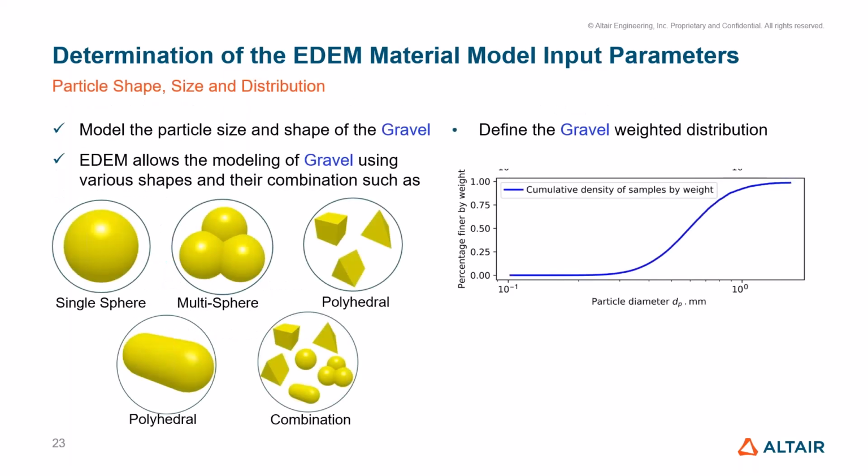When it comes to the particle shape, size, and distribution, EDEM allows you to model any gravel using a single sphere or multi-sphere. You can go with polyhedral with different shapes like a cuboid, a prism, and a tetrahedron shape. Even polyhedral, for example, you can use a pyrocylinder. Even a combination of all these four shapes is also possible. And when it comes to the distribution, EDEM allows you to model fixed sizes, normal, log normal, and even a user custom-defined distribution can be given as an input.